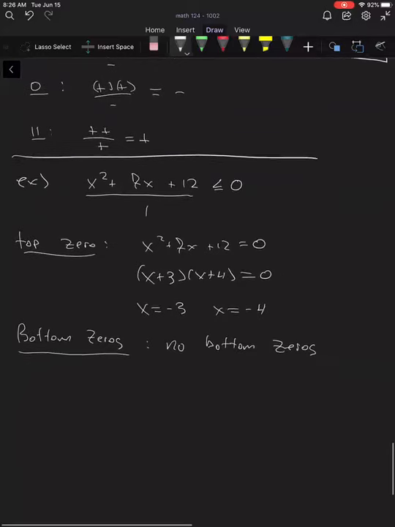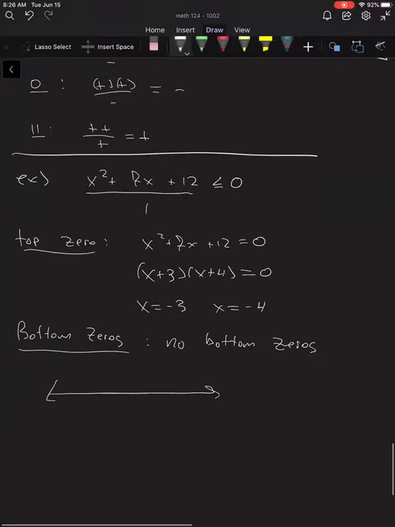So we put our zeros onto a number line: minus 4, minus 3. And since we have this "or equal to" sign, we can put closed circles.